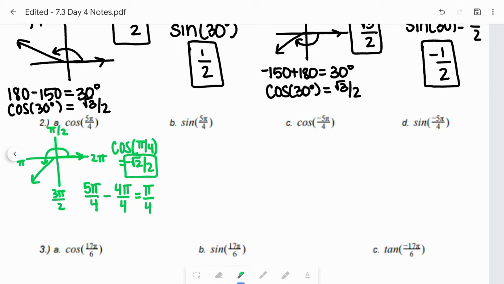Okay, sine of 5 pi over 4, my reference angle is just pi over 4, which again equals root 2 over 2. I am in quadrant 3, so that's going to be negative root 2 over 2. Cosine of negative 5 pi over 4, so let's make sure that we sketch that out.